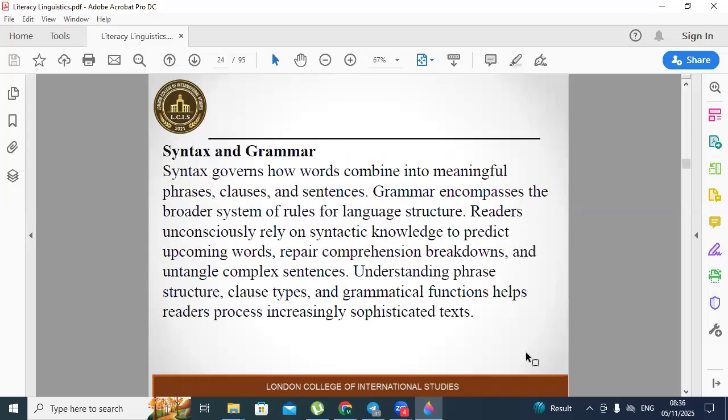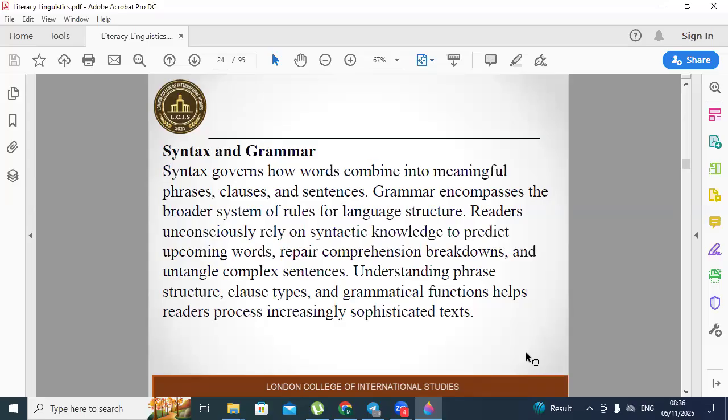Syntax and grammar overview. Now we turn to syntax and grammar: how words combine into meaningful phrases, clauses, and sentences. Syntax governs the rules for building sentences, while grammar encompasses the broader system of language structure rules. Why does syntax matter for literacy? Because readers unconsciously rely on syntactic knowledge to predict upcoming words, repair comprehension breakdowns, and untangle complex sentences.